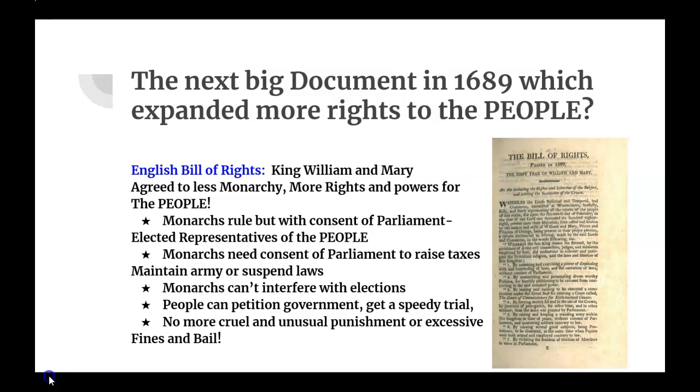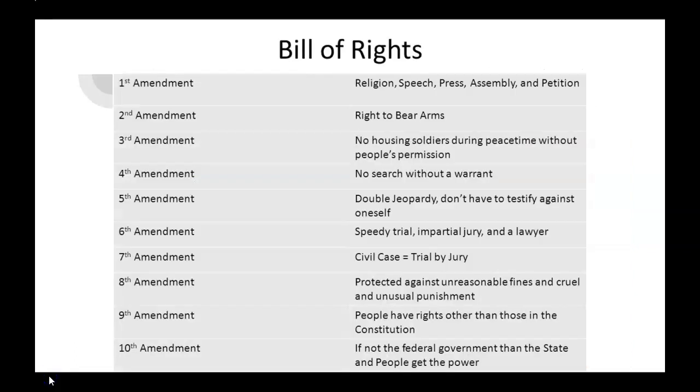Check out the Bill of Rights from the U.S. Constitution. Anything here look familiar? Anything align with the English Bill of Rights? Amendment 1 deals with the right to petition the government. Amendments 4 through 7 deal with due process and the right to a fair trial. Amendment 8 deals with protecting against unreasonable fines and cruel and unusual punishment. I definitely see some direct correlation here.